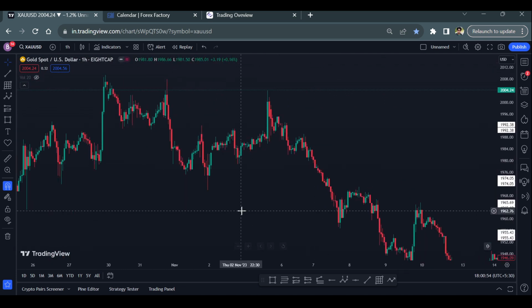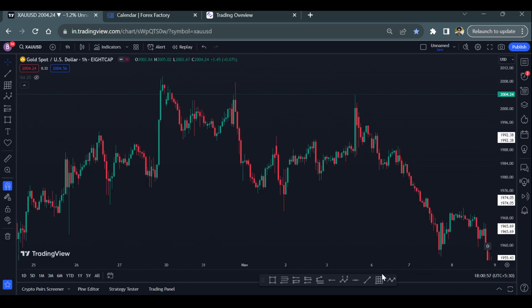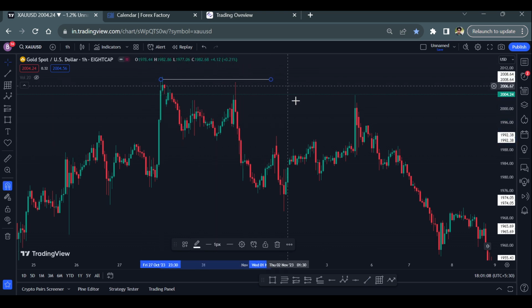For this you need to know the basic thing: what is a high and a low. If you know this one thing, you can play the market. Okay, let me start my structure from here. There was a high here. This is a high.